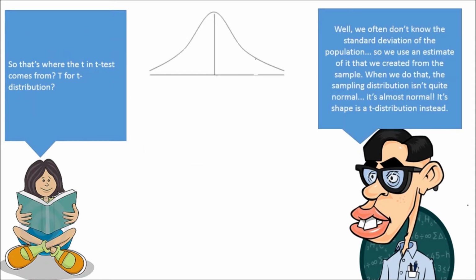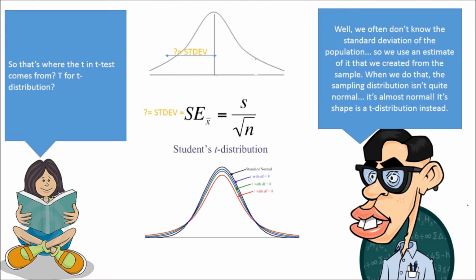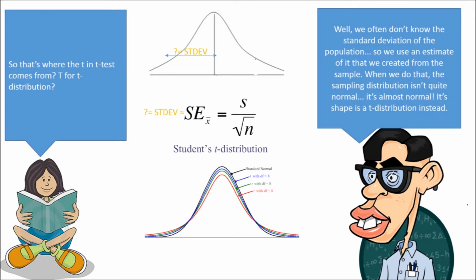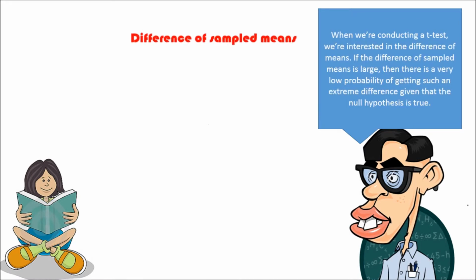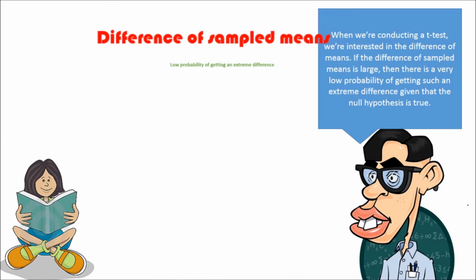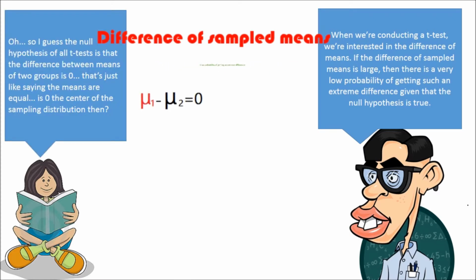Well, we often don't know the standard deviation of the population, so we use an estimate of it that we created from the sample. When we do that, the sampling distribution isn't quite normal. It's almost normal. Its shape is a t-distribution instead. So that's where the t in t-test comes from. T for t-distribution. When we are conducting a t-test, we're interested in the difference of means. If the difference of sample means is large, then there is a very low probability of getting such an extreme difference, given that the null hypothesis is true.